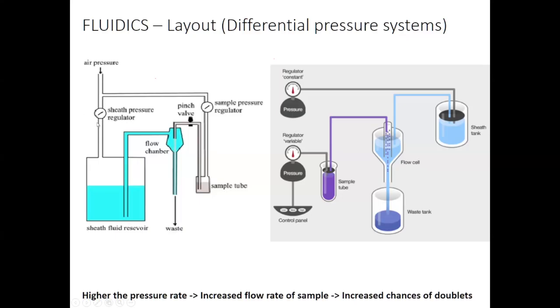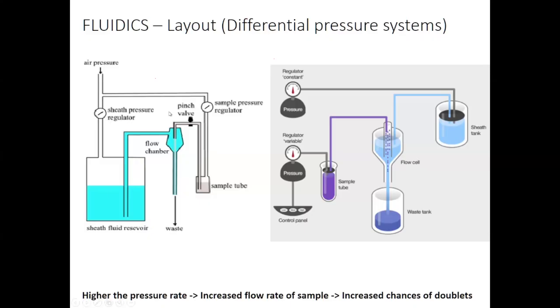Whereas the sheath fluid regulator, you cannot access it. Only the service engineer or the company people can access it. It's almost like a default setting. You can access this one, so you can acquire a sample in a low pressure mode, a medium pressure mode, and a high pressure mode. High pressure mode is used for hypocellular samples, low pressure mode is used for hypercellular samples, and medium is what we use for regular samples.